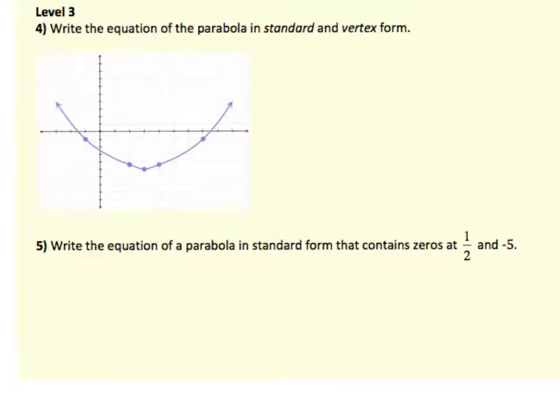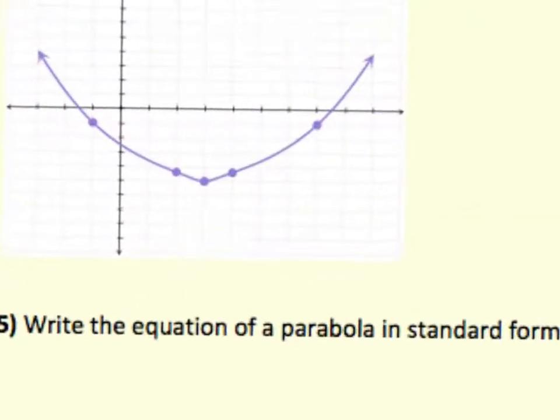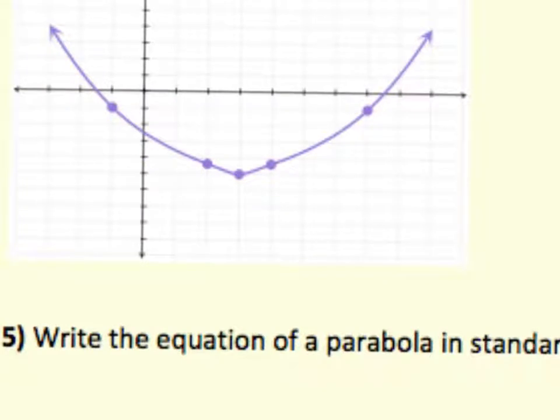Okay, so level 3 is writing equations of parabolas or quadratics. In number 4, it asks us to write it in standard and in vertex form. So what I'm going to do is start in vertex form and then transfer it to standard form. So if you look at our graph here, we're going to note a couple points.